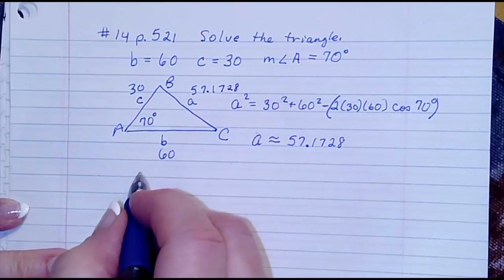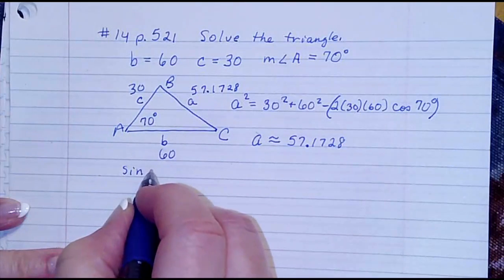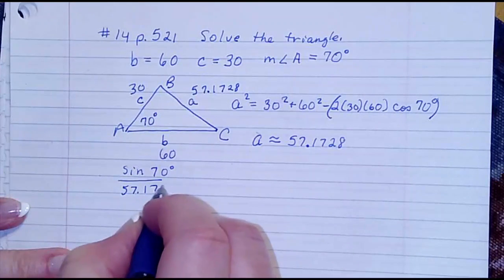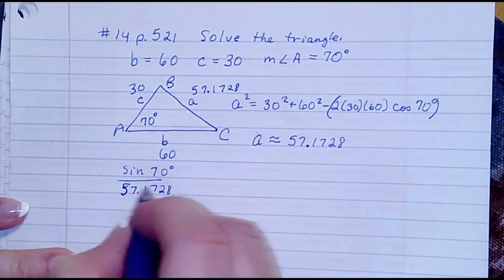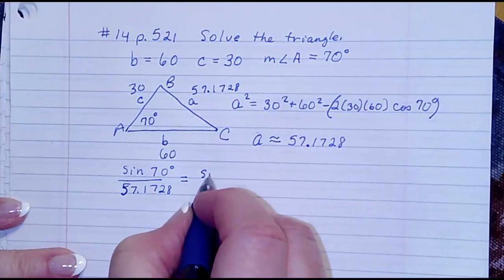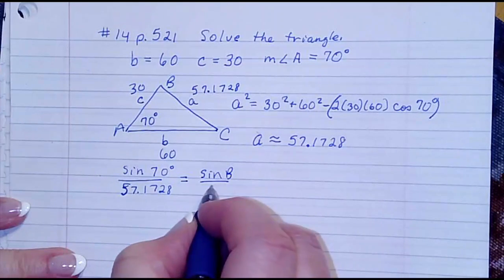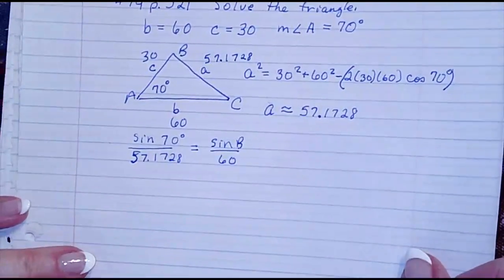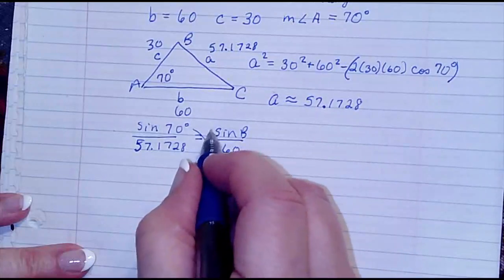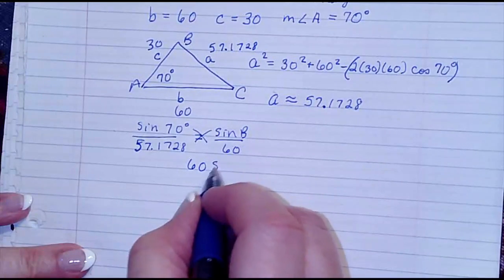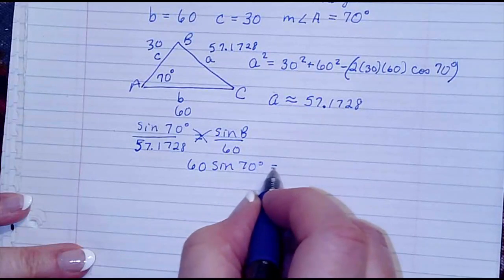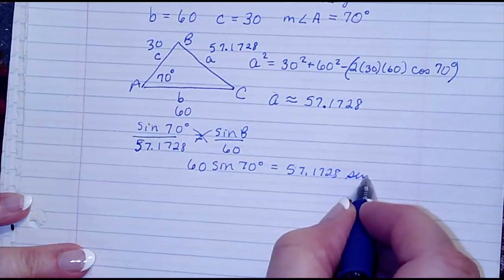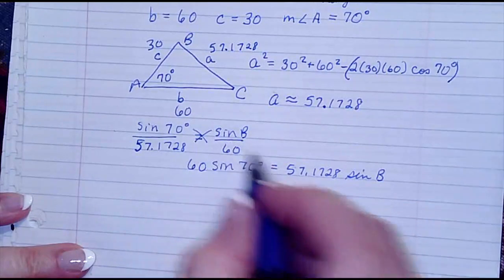So we're going to set it up as sine 70 degrees over 57.1728 equals sine of B, because B is our angle, over 60. Now we have a proportion, and we're going to cross multiply. So I get 60 sine 70 degrees equals 57.1728 sine of B.